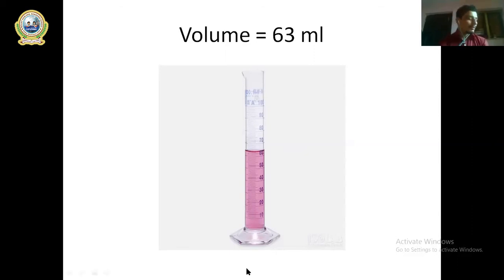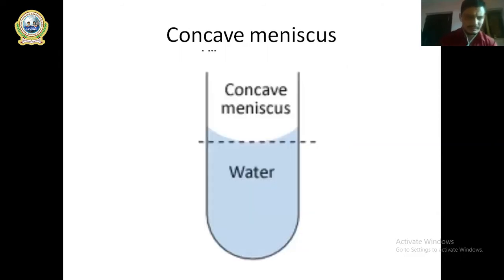So if you want to measure the volume of liquid, then first you have to measure the height of liquid. In this case, the height of liquid is 63 ml. ml stands for milliliter, okay? Which is why the volume of liquid is 63 ml. Now, this is quite important.